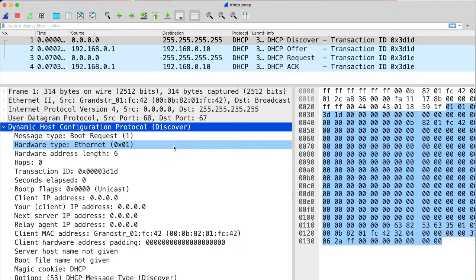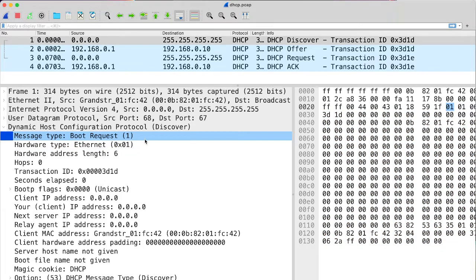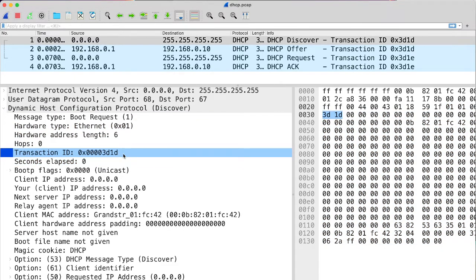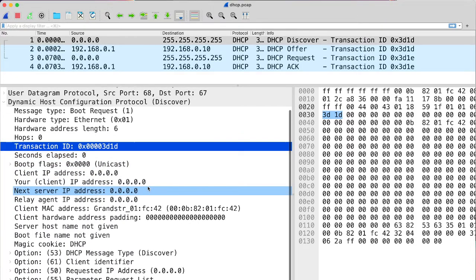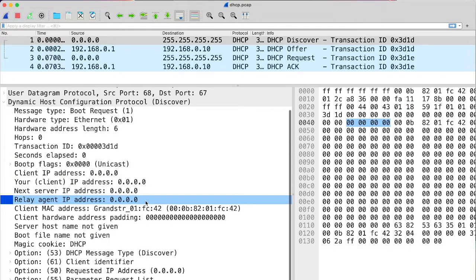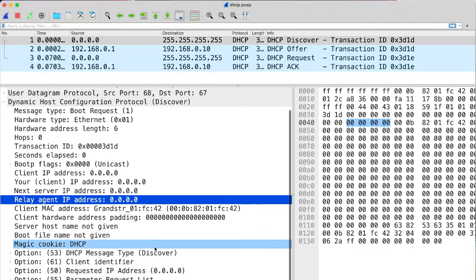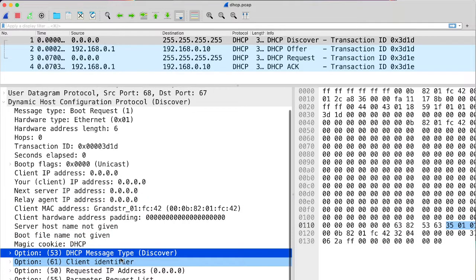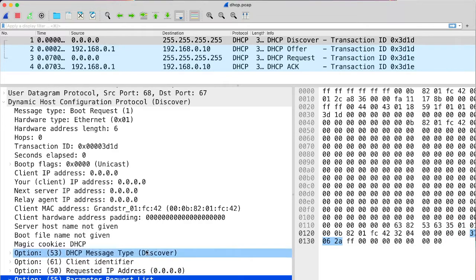There are several messages in the DHCP discover. As we mentioned before, you have a message type and you have a transaction ID right here. In this one, it's 3D1D. Again, you don't have an IP address, so you simply put 0 IP address right here, and there are some options you can ask.